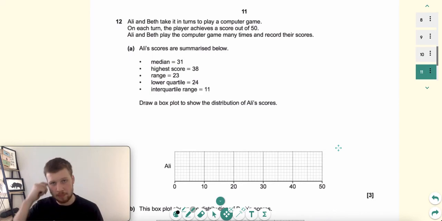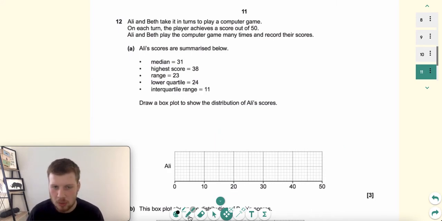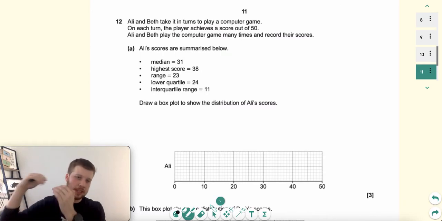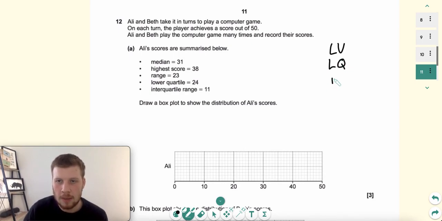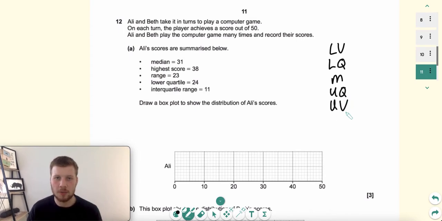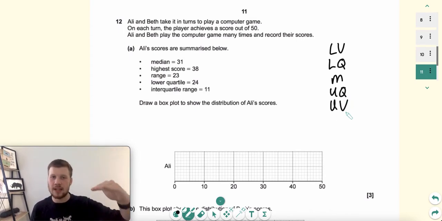On each turn, the player achieves a score out of 50. They record their scores. Ali's is here. So, in order to do a box plot, before I do anything, I'm going to make sure I write down every single thing that I need. Well, I need my lowest value, my lower quartile, my median, and then I need my upper quartile and my upper value. Just going to go through the list that Ali's told me.